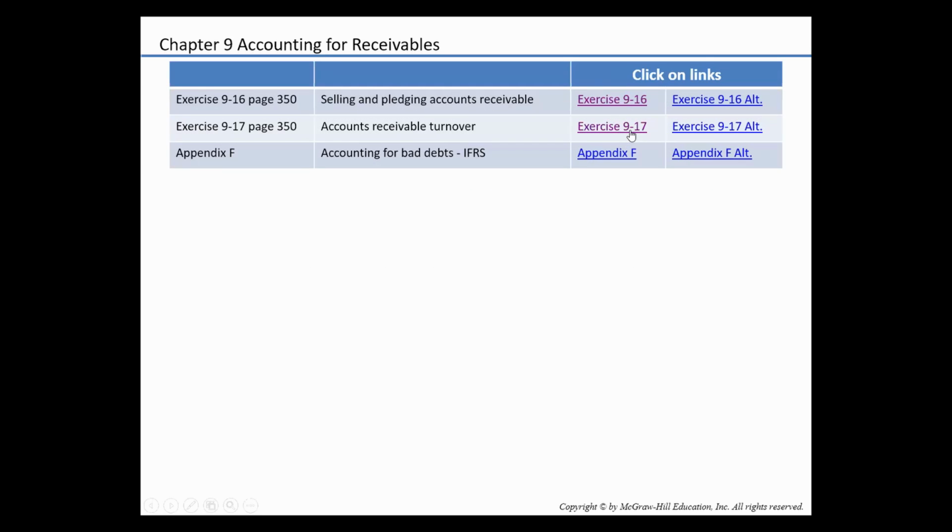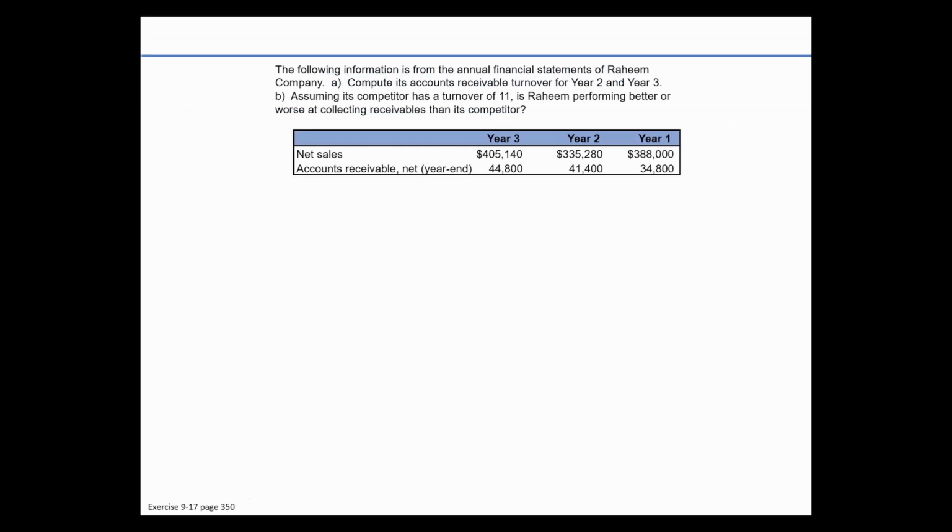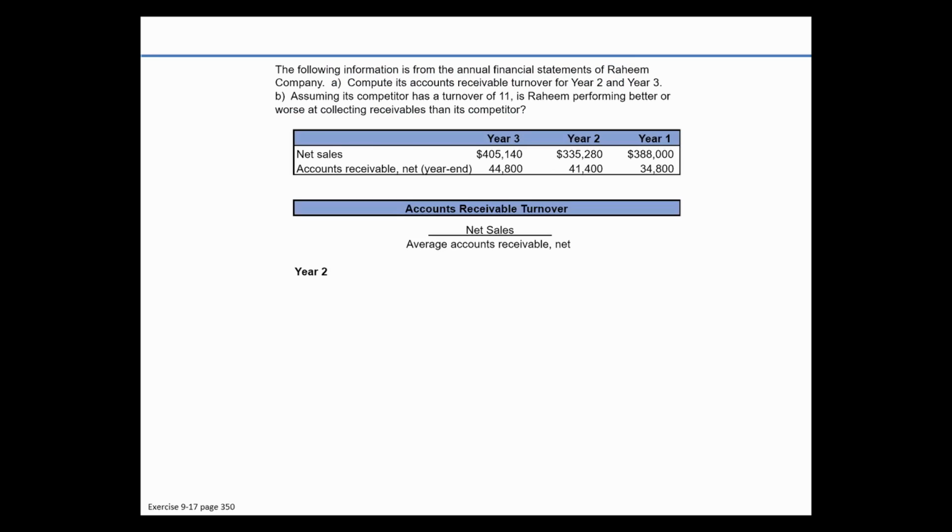We'll discuss the accounts receivable turnover. So the following information is from the annual financial statements of Rahim Company. And so the first thing we'll do is calculate its accounts receivable turnover for year 2 and 3 and assume its competitors have a turnover of 11. Is Rahim performing better or worse at collecting than its competitors? We take the net sales divided by the average accounts receivable, net.